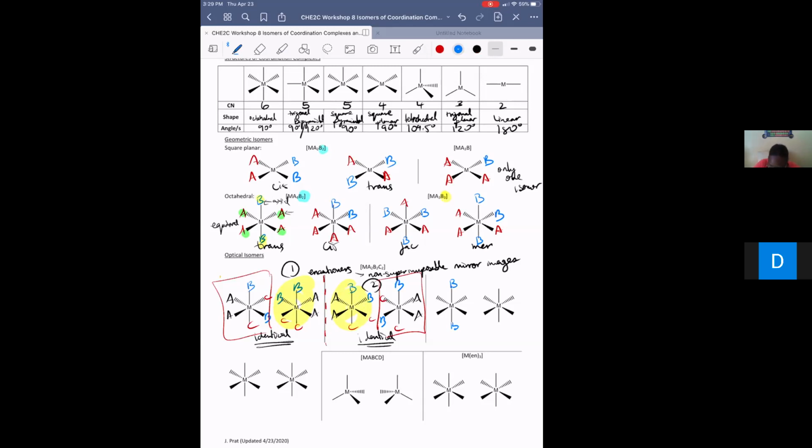So if we want to put our A ligands on the same side, we can put them there, and then we can put C on the opposite side, right? So that would be another isomer.